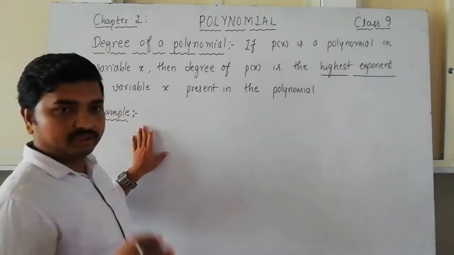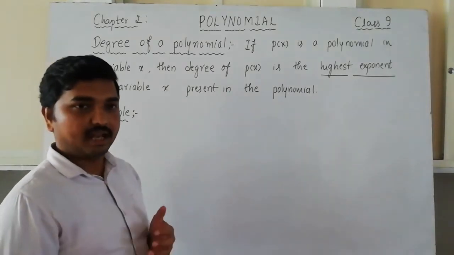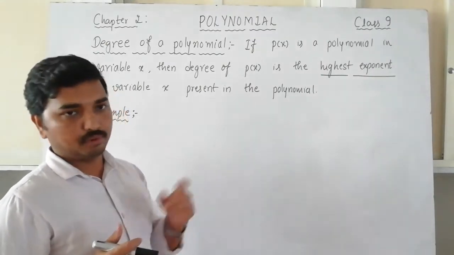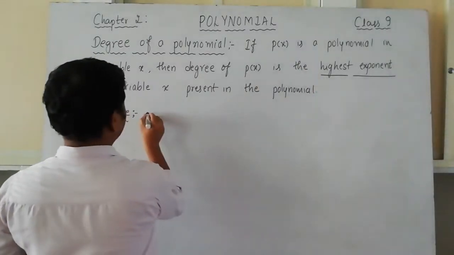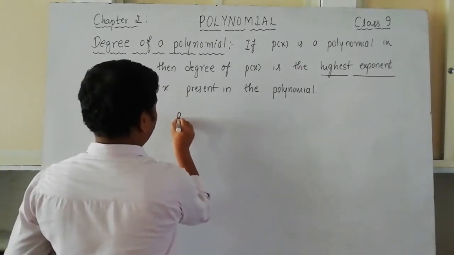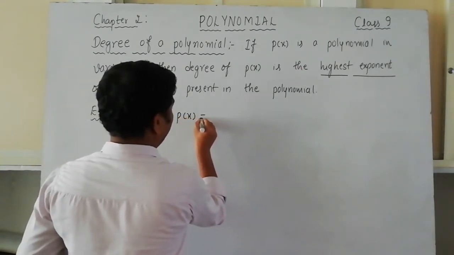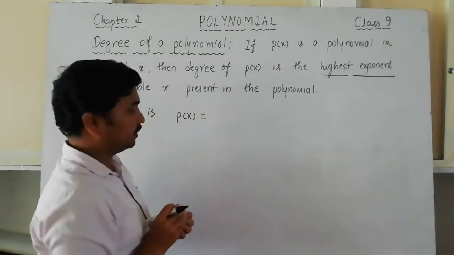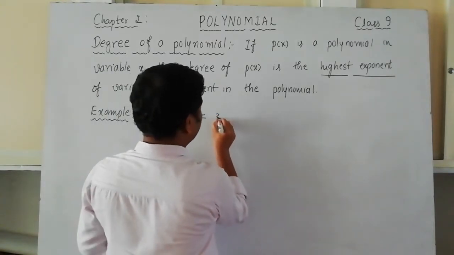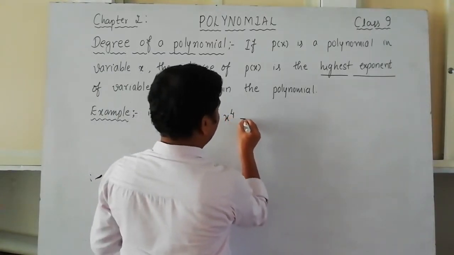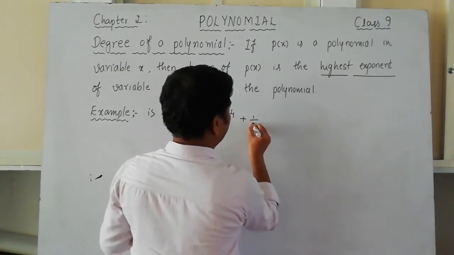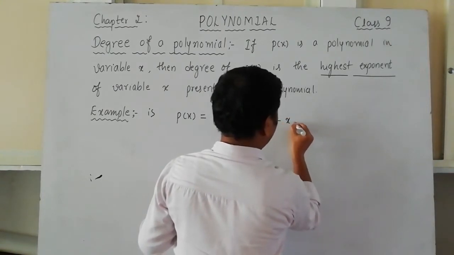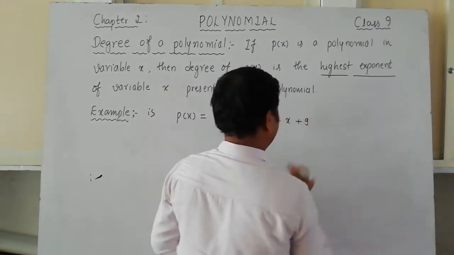So now write down some examples, then you can understand what the degree of a polynomial is and how to find it. Okay, write the first one. This is the first example. Whenever you write a polynomial, you need to indicate it as p of x. I'm going to write a polynomial like this: p of x equals 3x power 4 plus 1 by 2 x square minus x plus 9.